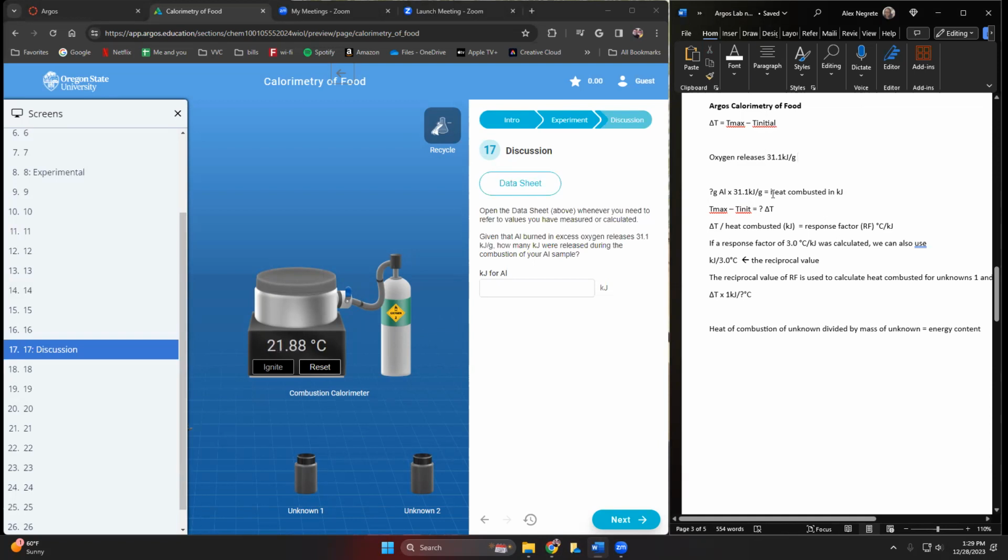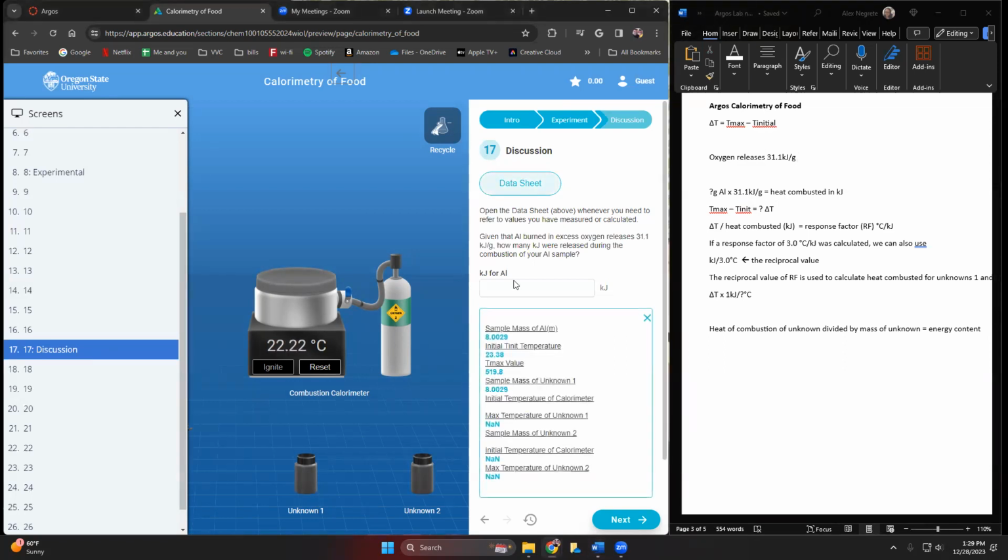So in order to determine the heat combusted, we're going to take the mass of aluminum, and we do have that value recorded here. The value I recorded was 8.0029. I'm going to put that value here and multiply it by this value here. Aluminum burned in excess oxygen releases 31.1 kilojoules per gram. How many kilojoules are released during the combustion of your aluminum sample? We're going to use this value here to determine what that calculation is in kilojoules.